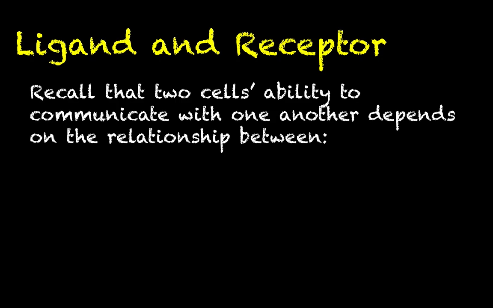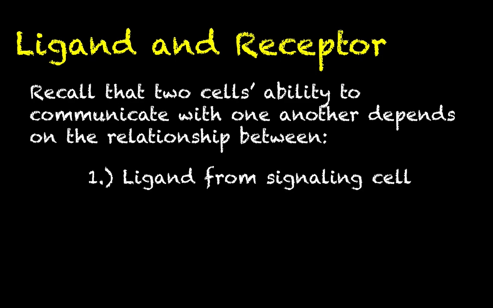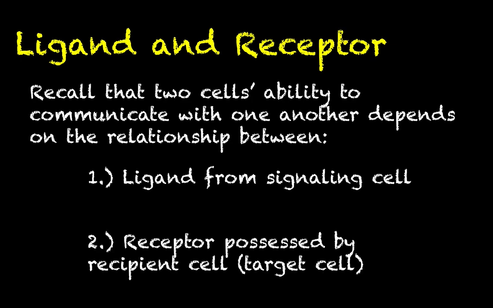remember that the ability of two cells to communicate with each other in the body, regardless of how much distance separates them, is going to depend on the relationship between, number one, the ligand that is secreted from the signaling cell. And remember, this can either be a hormone, it can be a neurotransmitter, or it can be something else. But it's going to be usually a small molecule that travels towards the target cell, and what makes the target cell a target cell is that it possesses the correct protein receptor that binds to that particular ligand.